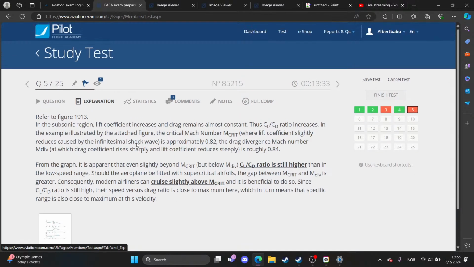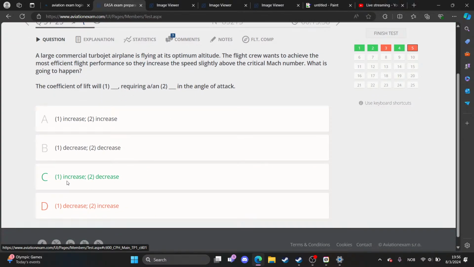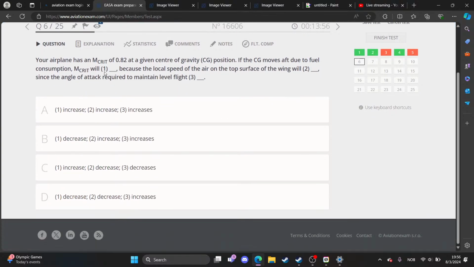Not once does the explanation mention angle of attack. But let's say we do get an increase in coefficient of lift, then you could lower the angle of attack, I guess. I'll just remember this one. Your airplane has a given center of gravity. If this moves aft, the fuel consumption, mcrit will.